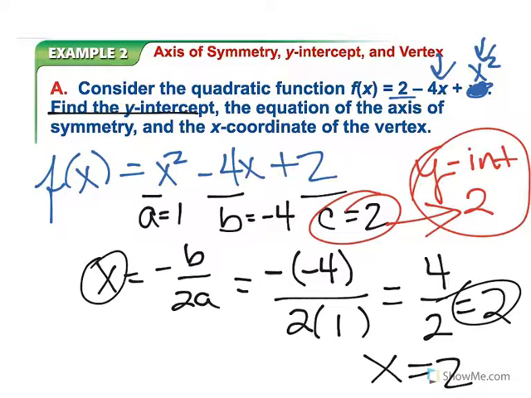Now it says find the x-coordinate of the vertex. Well, we've already done that by -b over 2a. So x equals 2 would also be my answer to my third question.